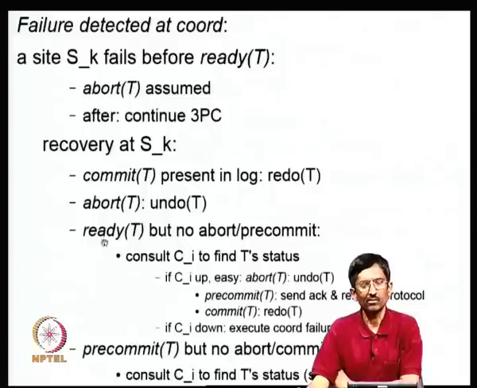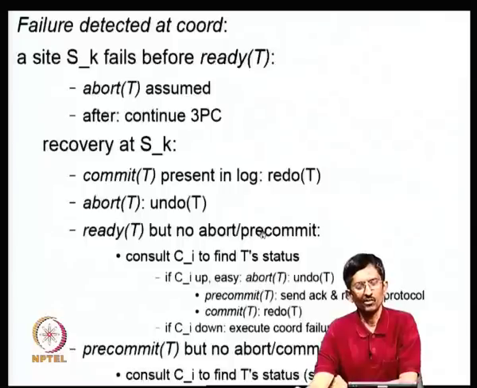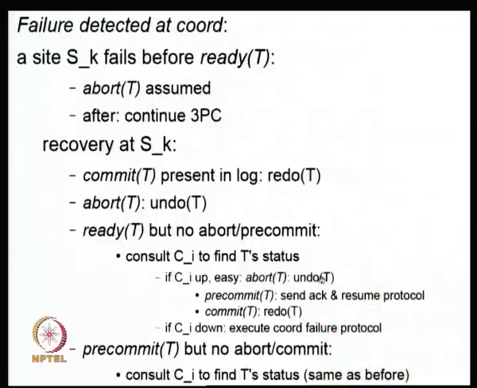If it is ready T, and there is no abort or pre-commit, now you don't know really what happened. So basically, you have to consult Ci to find T's status. If Ci is up, it is easy. If Ci says abort T, then undo T. Basically, Ci is up. It turned out somebody else was not able to proceed with that part of the transaction. Therefore, we decided abort. But our site failed before it got the message. As long as Ci says abort, you can just go and undo T.